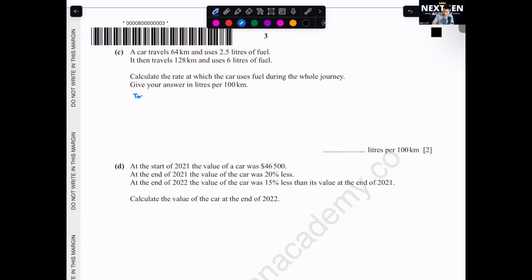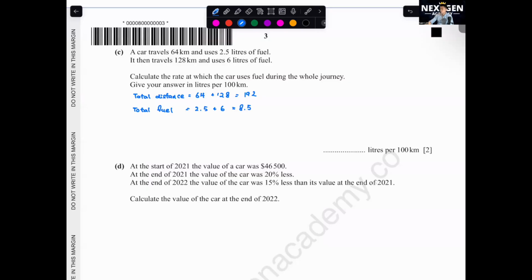So you break it down first. Don't straight away do the whole thing. I normally try to break it down part by part so it's easier for you to see your calculation. Later when you check back, it'll be easier for you. And just in case you calculate one of the parts wrongly, you can still get some marks from these little parts. Okay, 64 plus 128, we'll get 192. Total fuel, we'll get 2.5 plus 6, which will be 8.5.